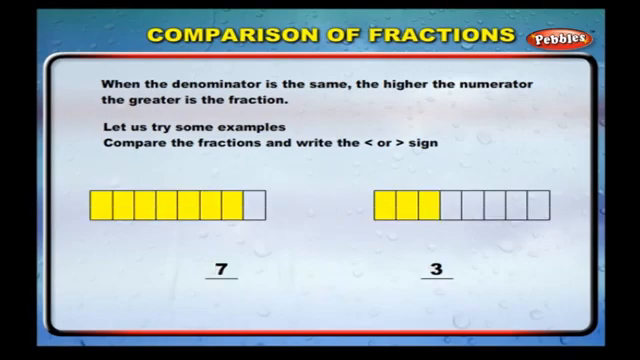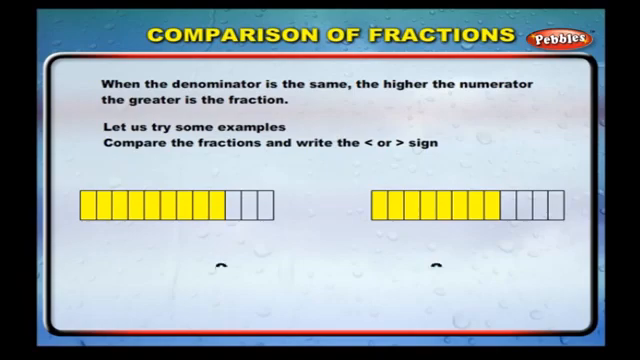Here, the fractions are 7 by 8 and 3 by 8. The denominators are the same. So, compare the numerators. 7 is greater than 3. So, 7 by 8 is greater than 3 by 8.